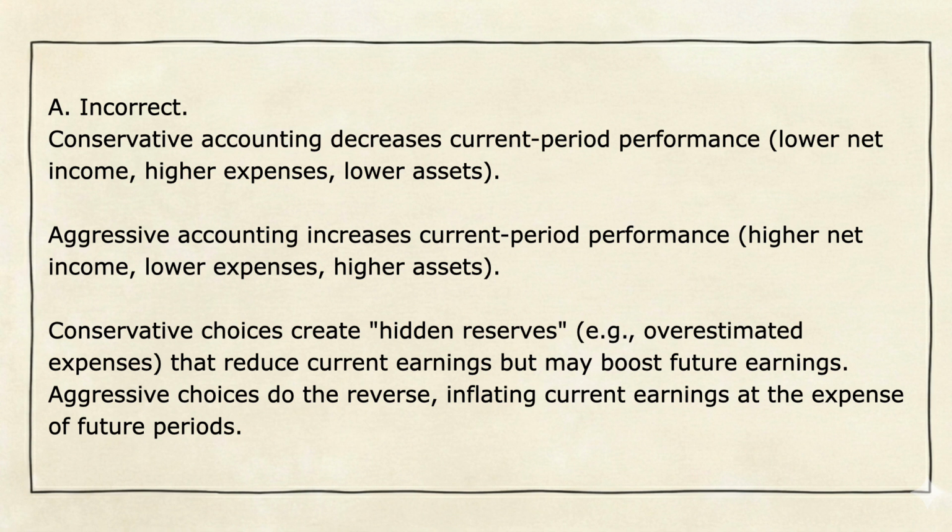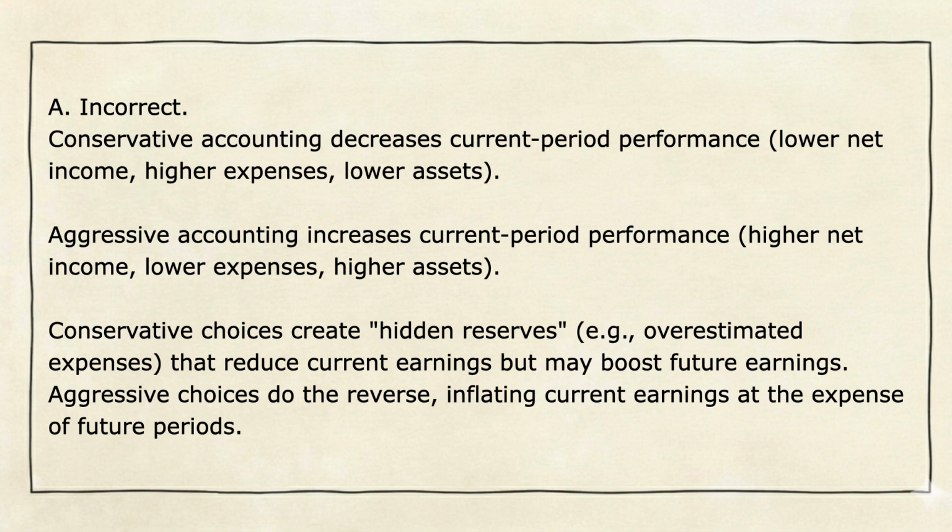Example, reducing bad debt expenses to give a quick boost to profits. A. Incorrect. When companies use conservative accounting, it can make their current performance look a bit weaker. Think lower net income, more expenses, and fewer assets. On the other hand, aggressive accounting can make their current performance seem better. Higher net income, fewer expenses, and more assets.